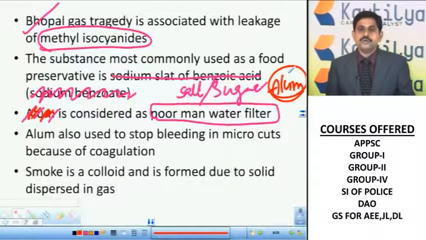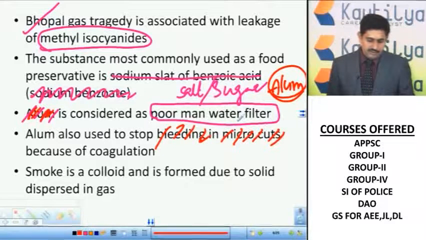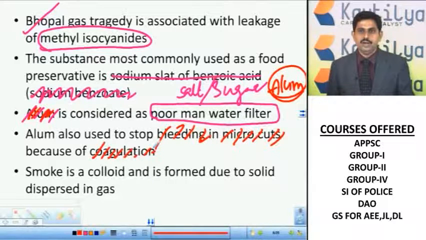This alum is also useful to stop bleeding in micro cuts, not the big ones. Small micro cuts' bleeding can be stopped by alum. Why can it stop? Because it is involved in the process called coagulation, blood clotting. Alum is involved in blood coagulation. So during shaving or when cutting vegetables, sometimes cuts happen, and the bleeding can be stopped by using alum.